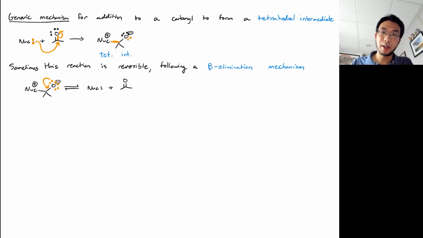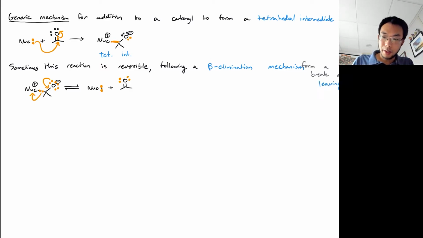So I get a lone pair from oxygen flowing over to become a pi bond between carbon and oxygen. Then the pair of electrons that is in the sigma bond between the nucleophile and the carbon atom is going to leave, getting pushed out of the way. And in this case, my electron sink is the positive charge on this nucleophile. And so in the end, what I end up with looks like this, with the nucleophile and two lone pairs on the carbonyl.